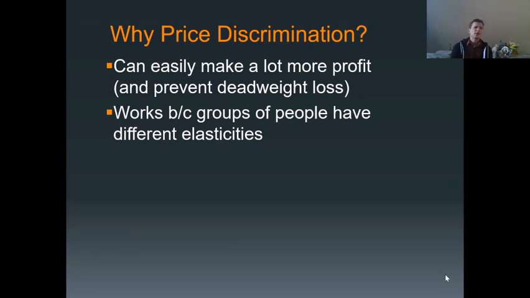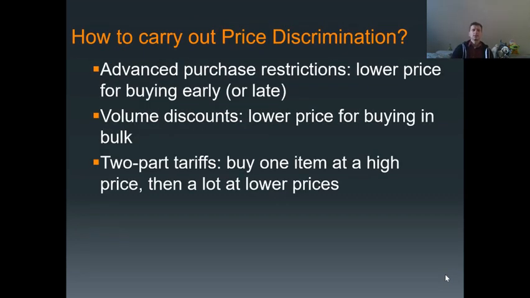So why do they do this? Well, profit. They are able to make a lot more profit if they are able to charge all of the different prices along the demand curve. It works because people have different elasticities. Remember, the demand curve shows how much people are willing to pay for the product. So if you can take advantage of that, you can eat up the entire consumer surplus. Now, doing that in many cases can reduce the deadweight loss as well.